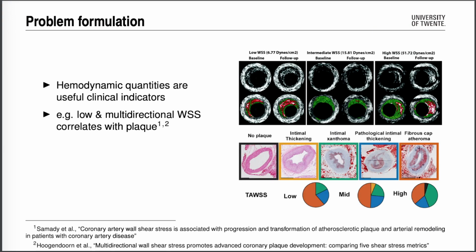Hemodynamic quantities in blood vessels are a helpful tool for treating or preventing cardiovascular disease. For example, low and multidirectional wall shear stress have been found to correlate with plaque development and artery remodeling. The figures show plaque progression in areas with low, medium and high wall shear stress and the correlation of wall shear stress with different kinds of plaque. Such biomarkers help clinicians decide for appropriate treatment, for example, stent placement, etc.